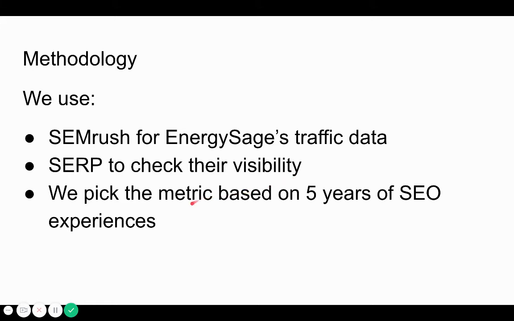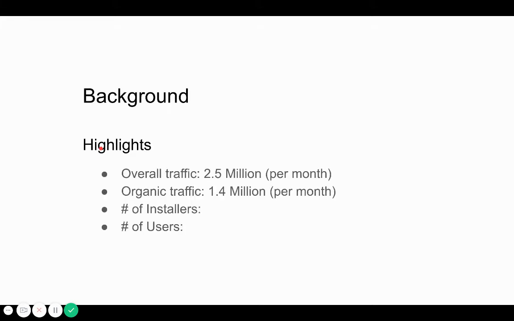Basically, we chose a lot of metrics based on my personal SEO experience, and we are talking about the most important things that make a big difference in the SEO result. Then we talk about how we use search engine result pages to check visibility. I have lots of screenshots, so it's obvious they're from SERP, and we use SEMrush for a lot of the traffic analytics.